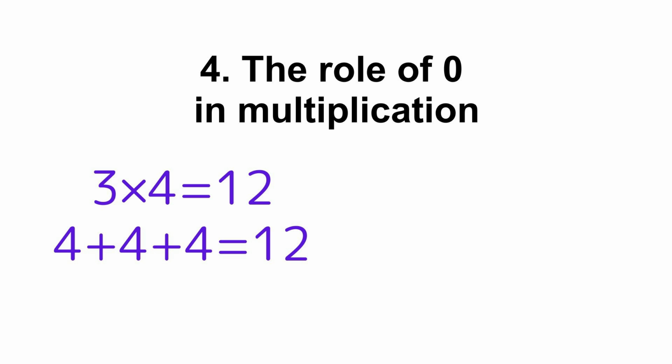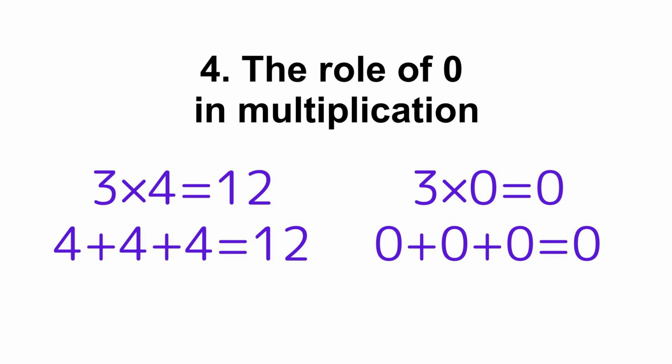4. The role of 0 in multiplication. Any number multiplied by 0 equals 0. Multiplication is the operation of repeatedly adding the same number. For example, 3 times 4 is to add 4 three times, that is, 4 plus 4 plus 4. Then, what about 3 times 0? This means adding 0 three times. In other words, if you add nothing, the answer is 0. No matter how many zeros you have, if you add them, you have nothing.